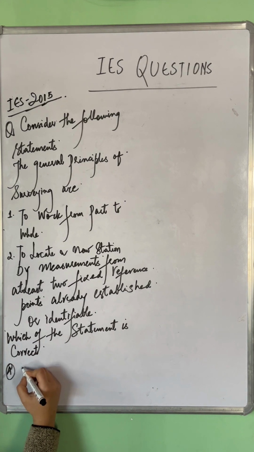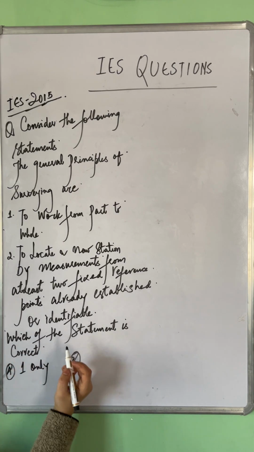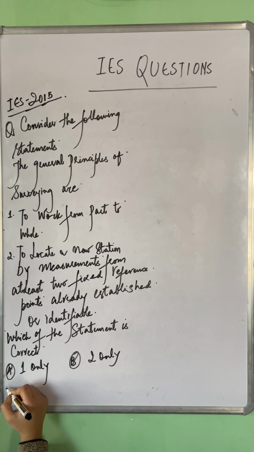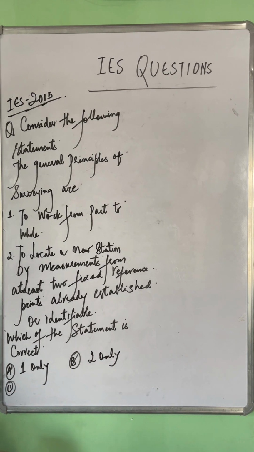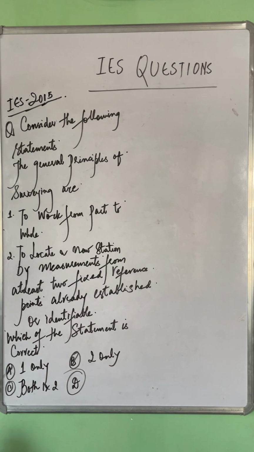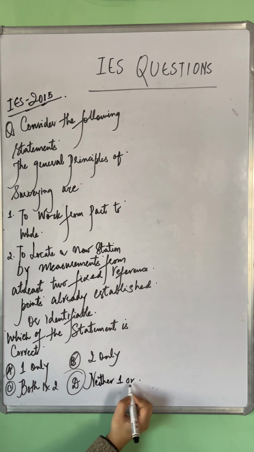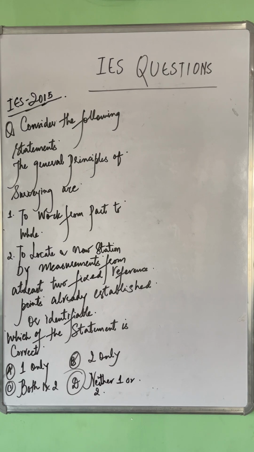Option A, one only, B, two only, C, both 1 and 2, and option D, neither 1 nor 2. Alright, so this was the question as asked in IES 2015, and the question is, consider the following statements. The general principles of surveying are to work from part to whole, to locate a new station by measurements from at least two fixed reference points already established or identifiable. So which of the statements is correct?